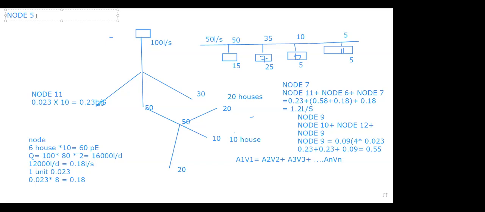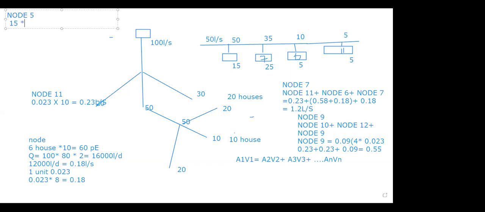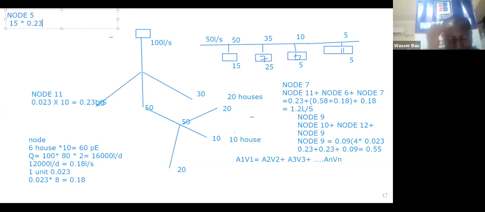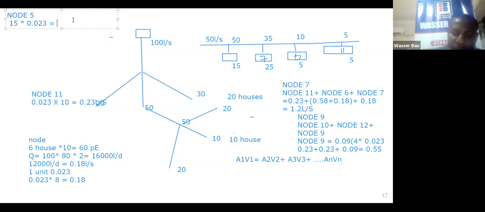So we are on node 5. Node 5 is going to be 15 houses multiplied by 0.23. Those of us that are just coming for the first time, 0.23 is the value we computed for one house, and you all know how we got it: the water demand times number of persons times safety factor. So it is giving us 0.35. That's the value for node 5.